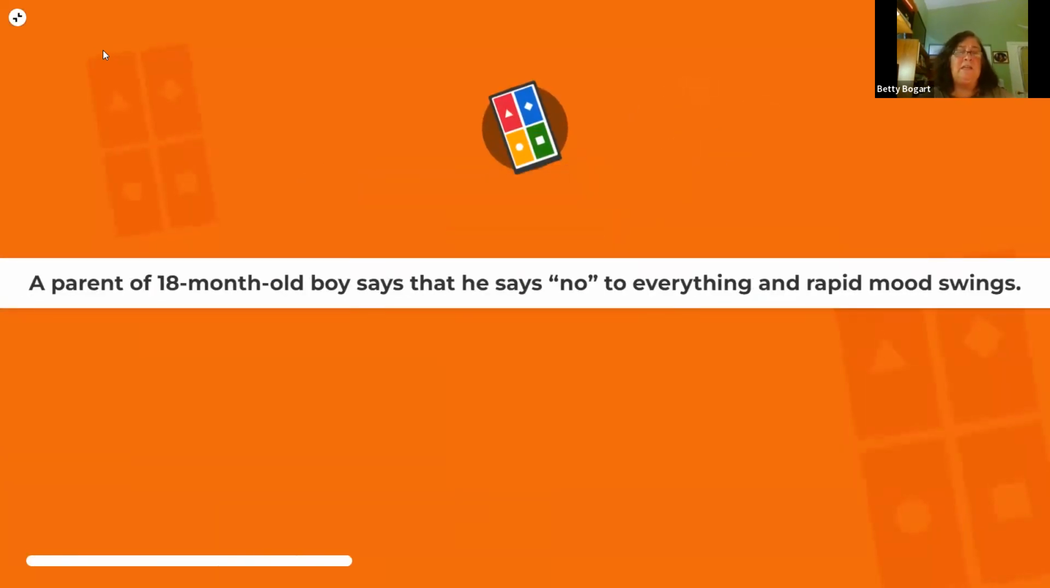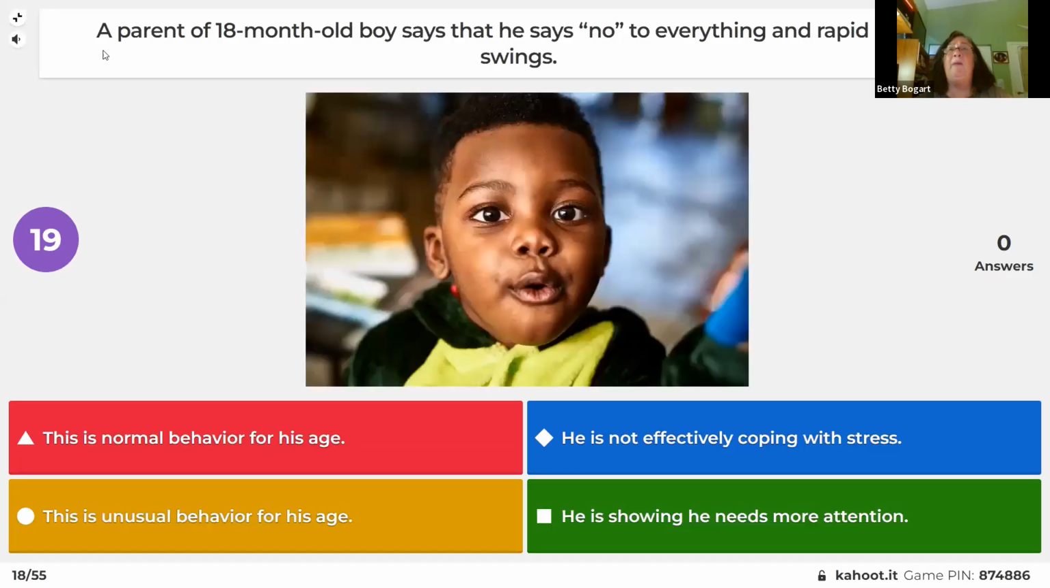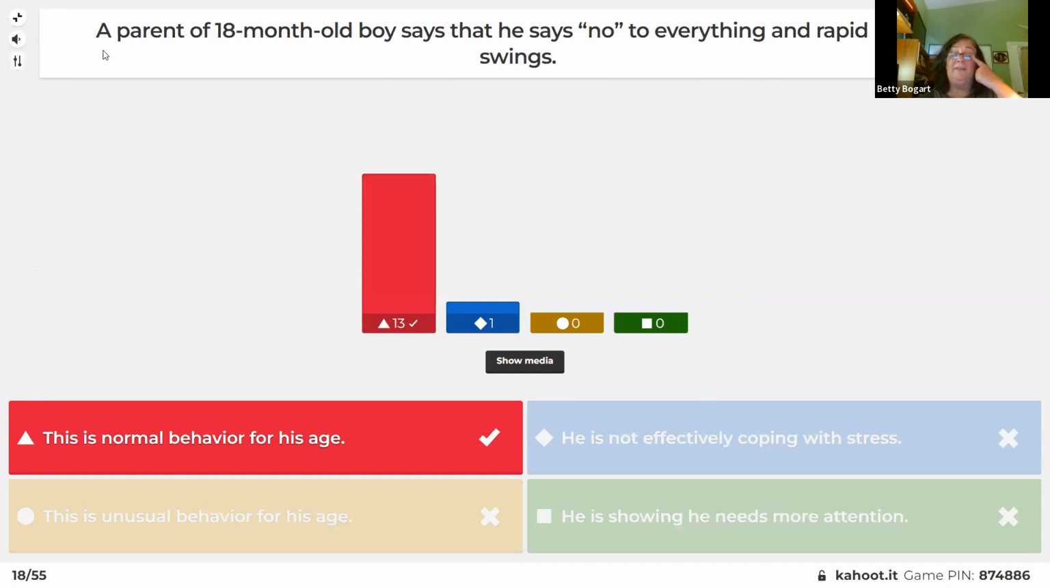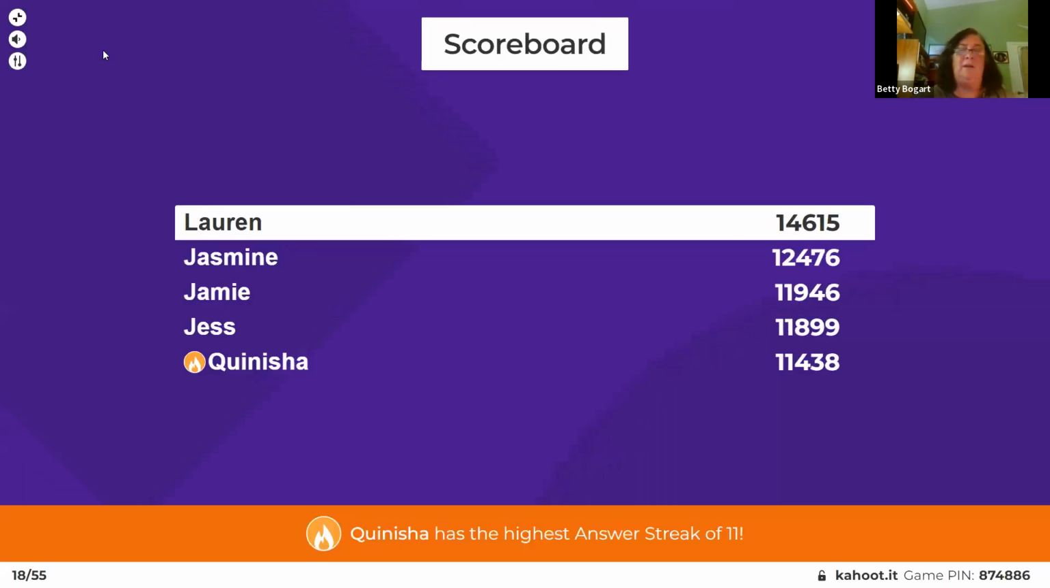A parent of an 18-month-old boy said he says no, no, no, no, no to everything and has rapid mood swings. Is that right? Is that wrong? Why? And it's absolutely normal. That is a toddler. That's them in a nutshell.